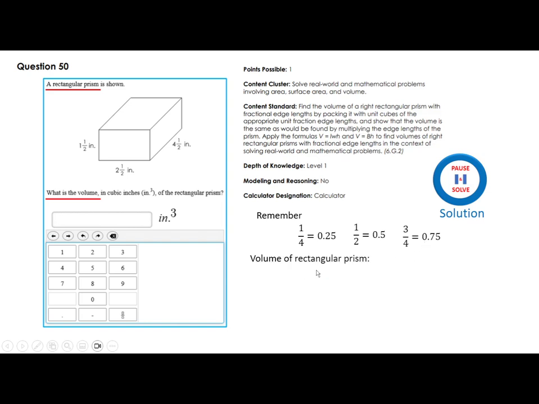So now, the volume is base times height, the base here times the height, length times width times height. 4.5, 2.5, 1.5, you multiply them, you get 16.875. Or you can multiply the fractions if the calculator allows you to do that, and you get 16 and 7/8, 16 and 7/8.